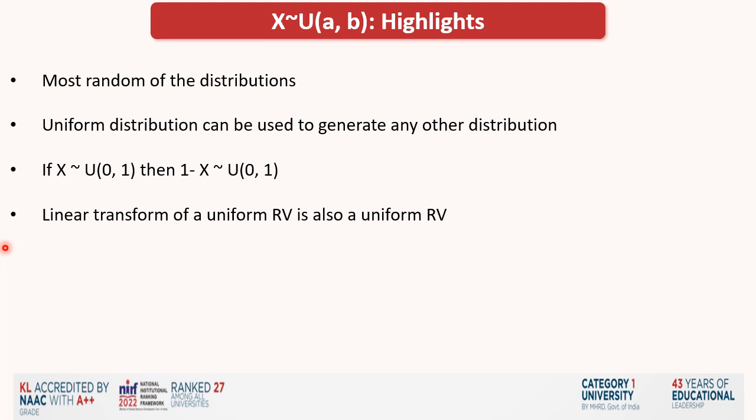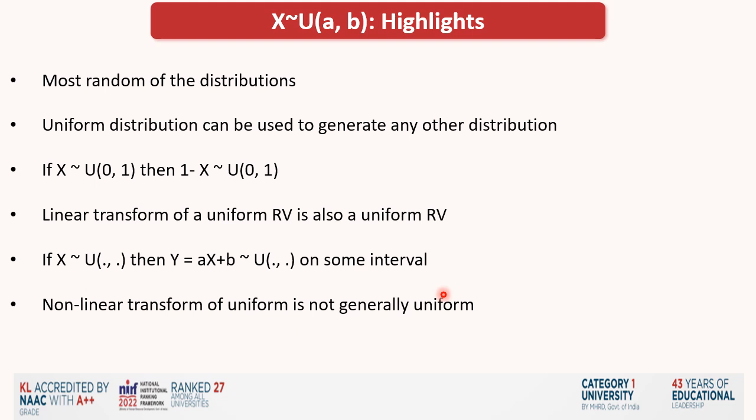A linear transform of a uniform random variable is also a uniform random variable. So if you take the random variable x which is uniform, then y equals ax plus b will also be uniform on some interval. A non-linear transform of a uniform random variable is not generally uniform.